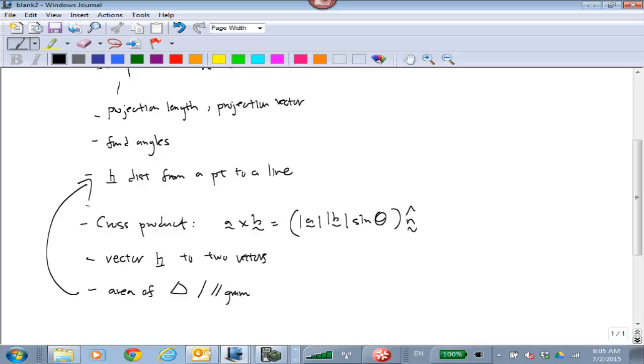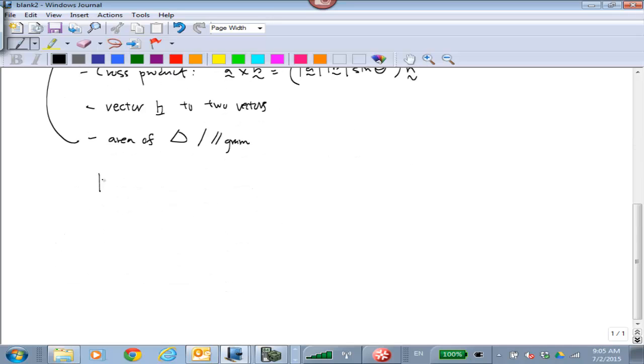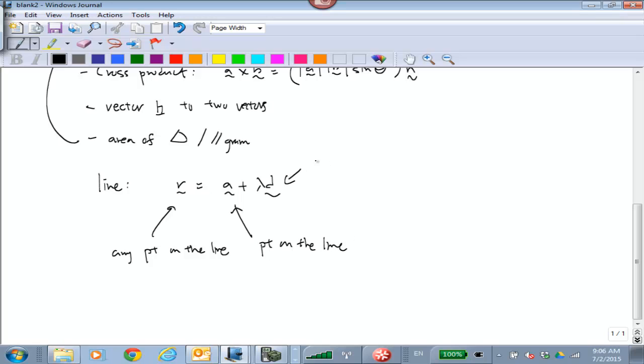Okay, with this, what's next? Then I will go into lines already. So, lines. You need to know that the equation is like that. Agree? By now, I think you also know what's A, what's B. Alright? I just revise with you. R is a point, any point on the line. This is a point on the line. And this is a vector parallel to the line.